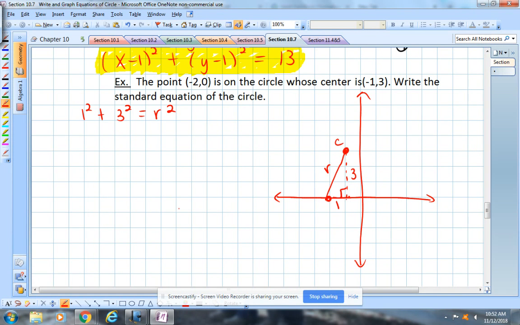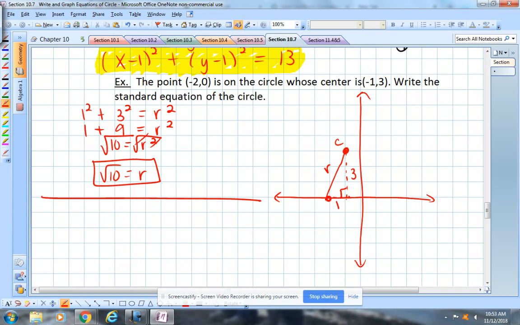What is 1 squared? What is 3 squared? Equals r squared. What is 1 plus 9? Equals r squared. And how do I find just r? Square root of 10. And it won't simplify, will it? So radical 10 equals r. So any questions about how we got our radius?